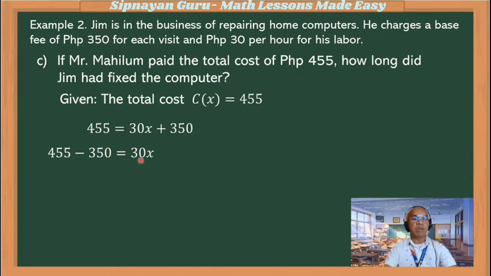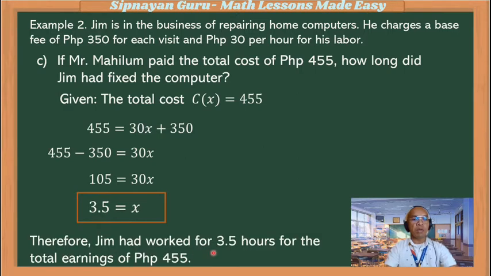So 455 minus 350 is equal to 105, and that is equal to 30x. Divide both sides by 30 to solve for x, so our x is 3.5. Therefore, Jim had worked for 3.5 hours for the total earnings of 455 pesos.